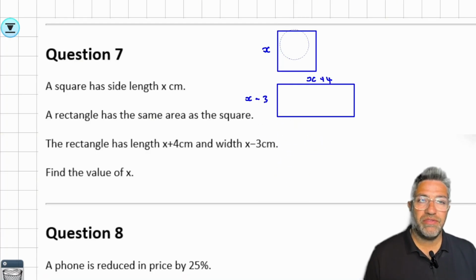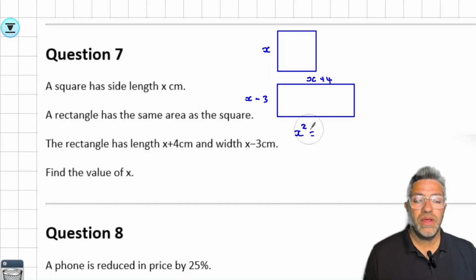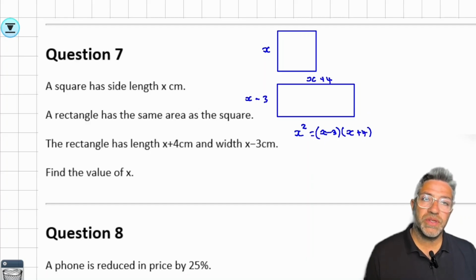Now, to work out the area of a square and a rectangle, actually, it's length times width. So the area of our square will give us x squared. And the area of our rectangle will be x minus 3 multiplied by x plus 4. Of course, I'm putting my terms in brackets there just to increase the clarity.